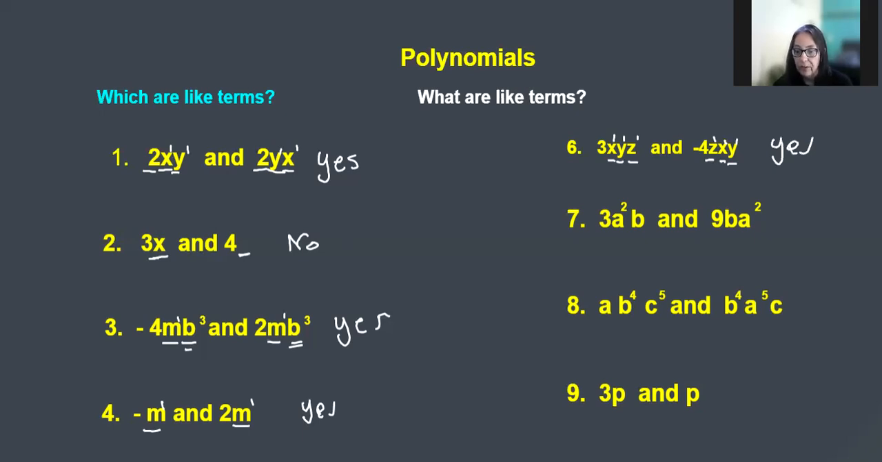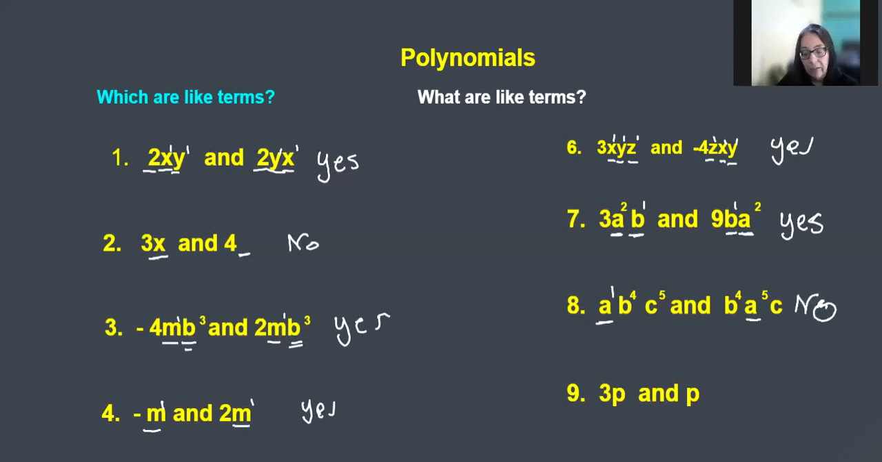So look at number 7. I've got a squared, and here I have a squared. I've got b to the 1, and here I've got b to the 1. So yes, they are like terms. How about the next one? I've got a to the 1, and I've got a to the 5. I don't even need to go any further because the a's aren't the same, so it's not like terms. No.